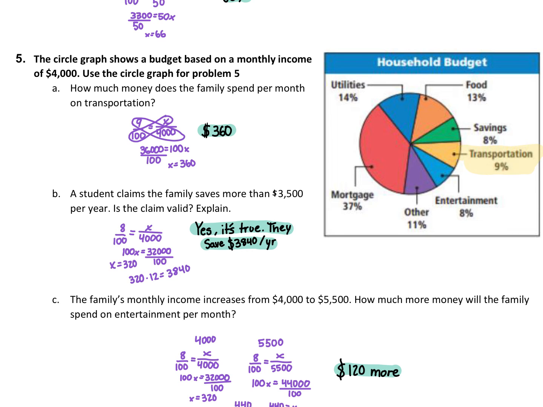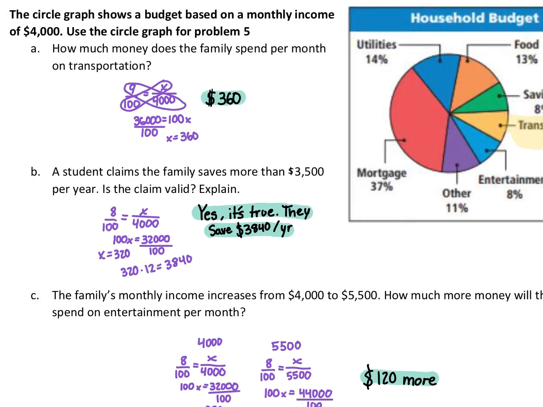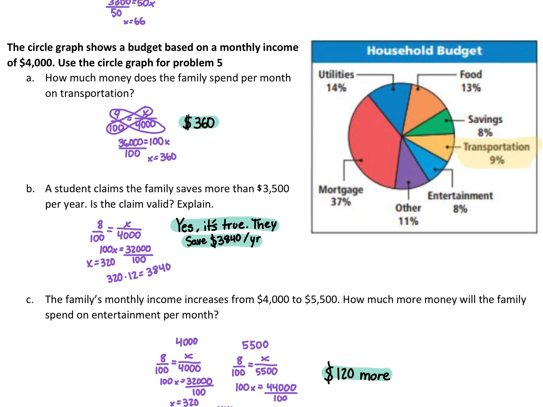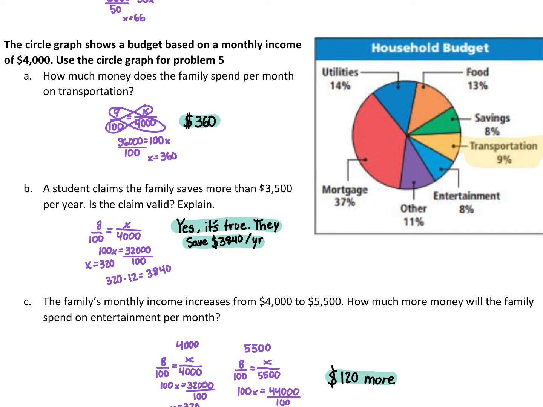8% of their monthly budget is to put into savings. So 8% of 4,000, we find out is $320. And then since this was monthly, $320 times 12 gives us $3,840. That's how much they save per year. So yeah, that was a valid claim because they actually saved more than $3,500. So hopefully that explanation made sense.